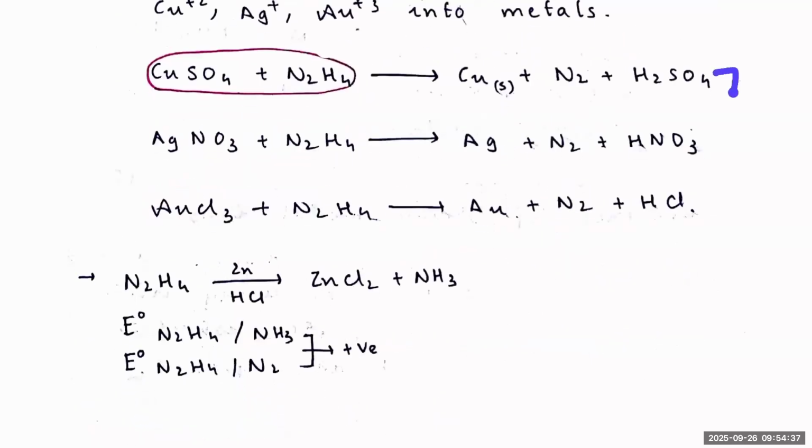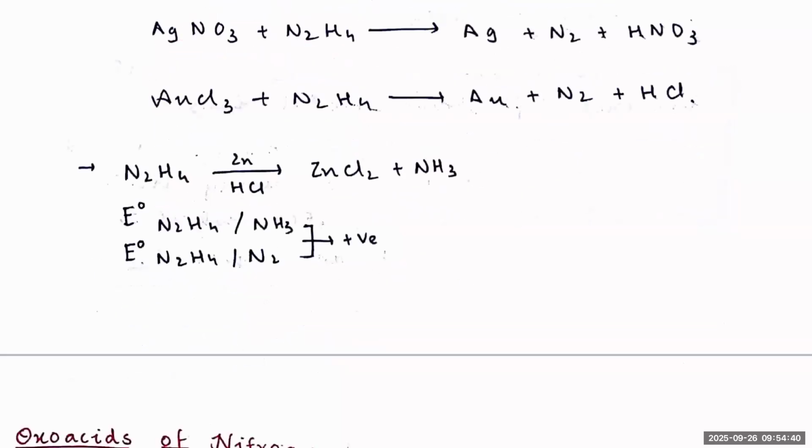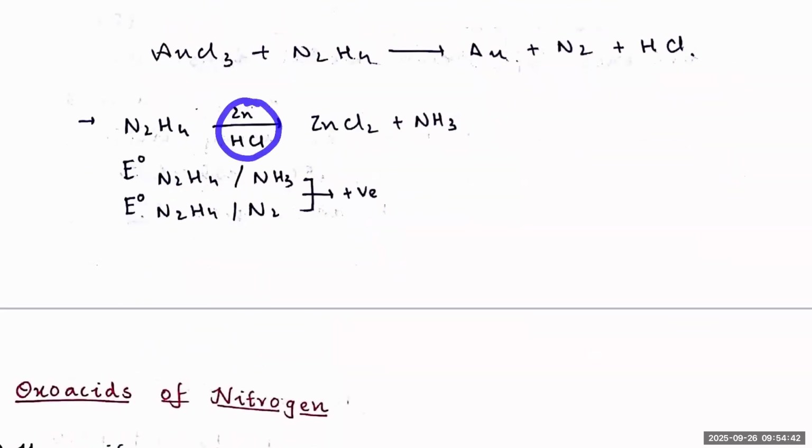So these are all those reactions you can notice. And when you react with zinc and HCl, this is where it will act like an oxidizing agent, wherein zinc will get oxidized to ZnCl2 and N2H4 will reduce to NH3. And you notice that the reduction potential of N2H4 to ammonia is also positive. N2H4 to N2, which is oxidizing potential, is also positive. It all depends upon what you are reacting with.